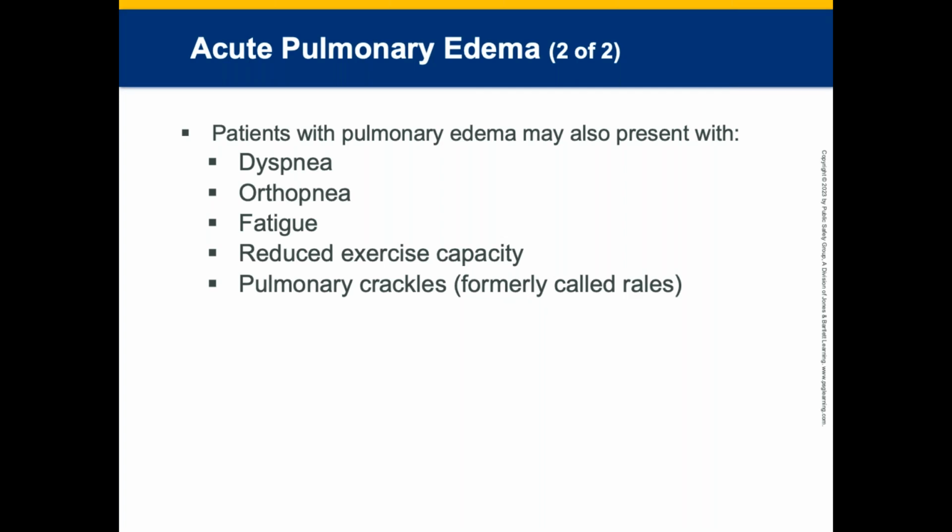All patients with pulmonary edema may present with dyspnea, fatigue, orthopnea, reduced exercise capacity, and then pulmonary crackles, which we used to call rales. I still use rales. I'm an old school guy, right? But pulmonary crackles in the bases of the lungs. Crackles and bronchi are two different sounds, right?